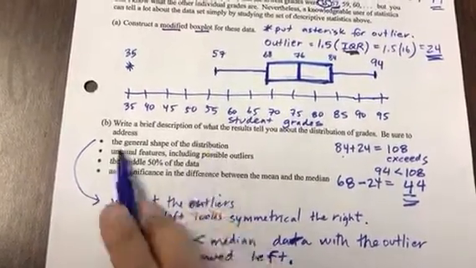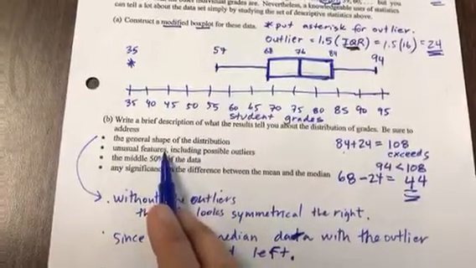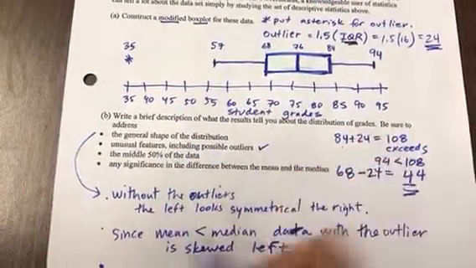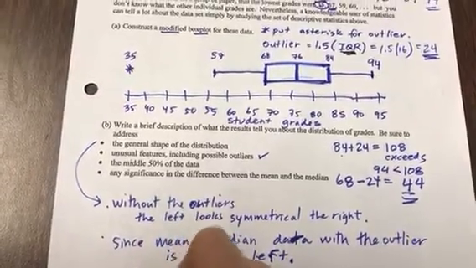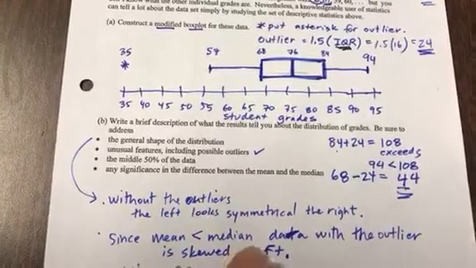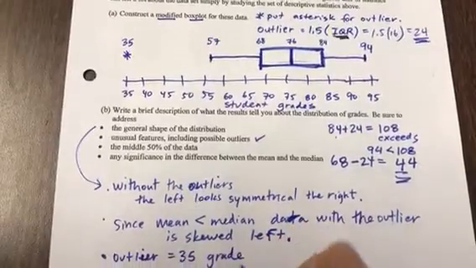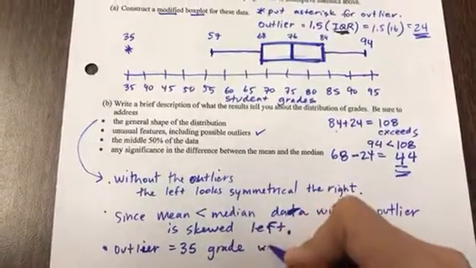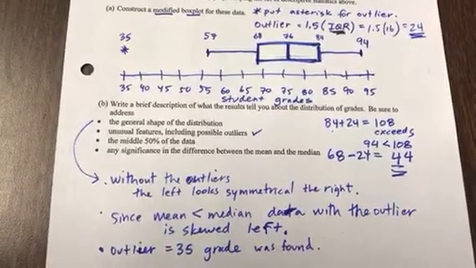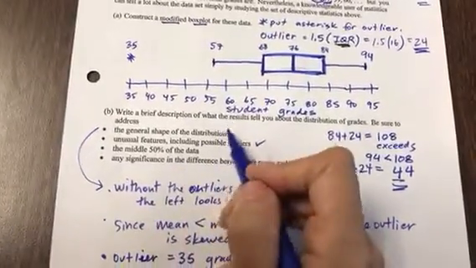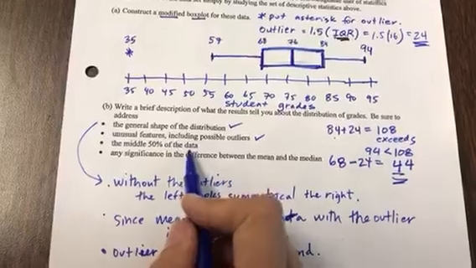What else do we know? Okay, so we talked about the shape. Anything unusual, include possible outliers. So the only outlier of a grade of a 35 was found. Okay? No other outliers. The middle 50% of the data.